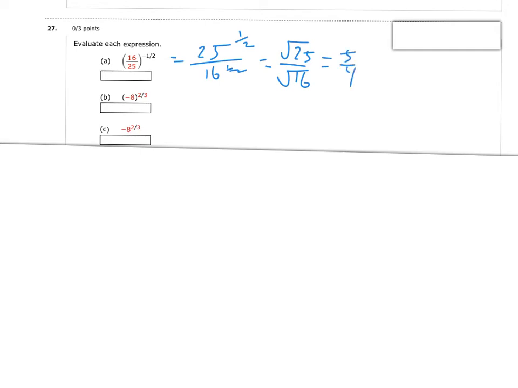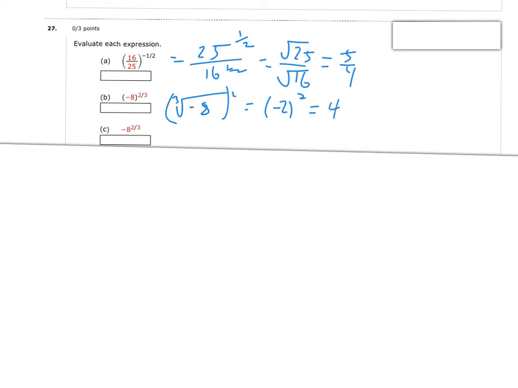Okay, next one here, we do the cube root of negative 8, and then we'll do that squared. Now the cube root of negative 8 actually is possible because you can think about negative 2 times itself 3 times would give you negative 8. So negative 2 squared, of course, is 4.